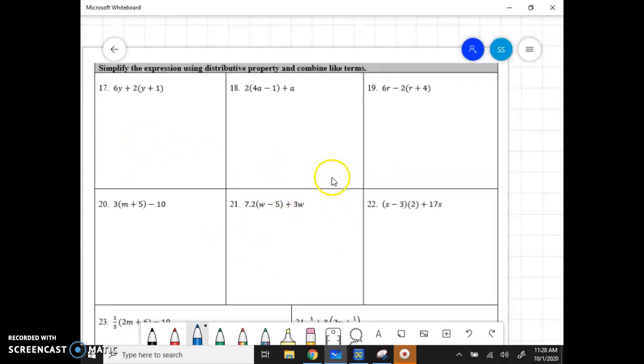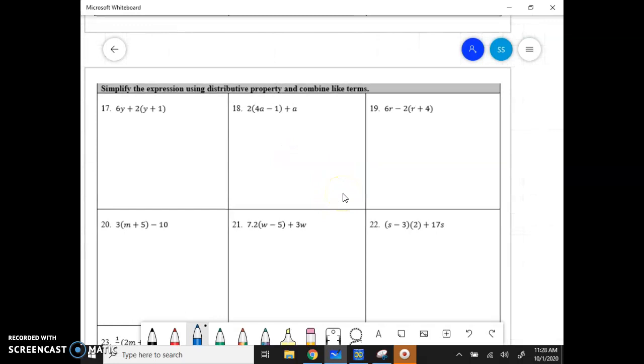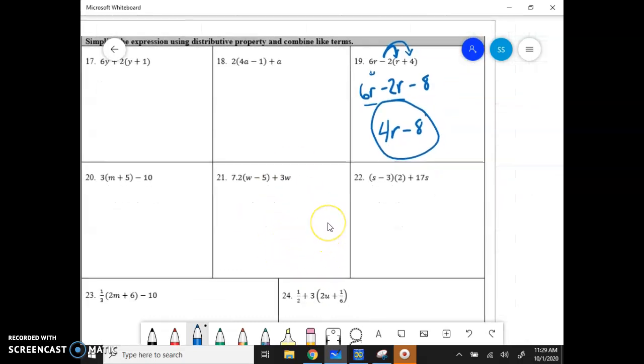17 and 18 look pretty easy. Let's do 19. Okay, so we're going to distribute this negative 2. So negative 2 times r is just negative 2r. Negative 2 times positive 4 is negative 8. Don't forget to then drop down this 6r and then combine like terms. 6r's minus 2r's, we're left with 4r's. No like terms to combine that 8 with, we just drop it down into the answer. Circle it, we're done.